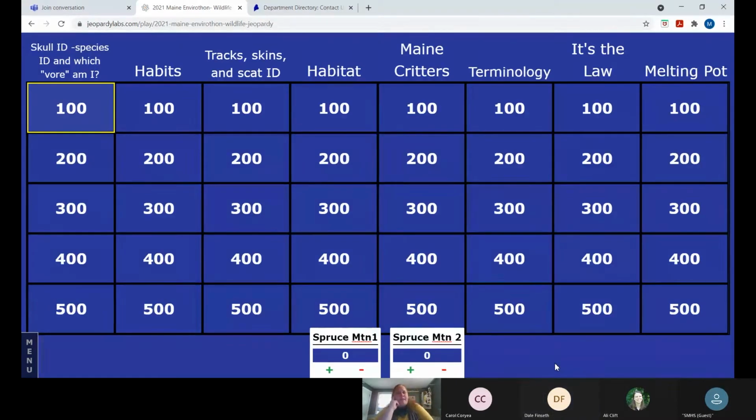So I put this Jeopardy game together, and we'll share this with you guys, so that you could do this with your teams as well and go through these questions. This is just through Jeopardy Labs. I'm sure many of you are familiar with it. You can always create your own version or add some questions to it.